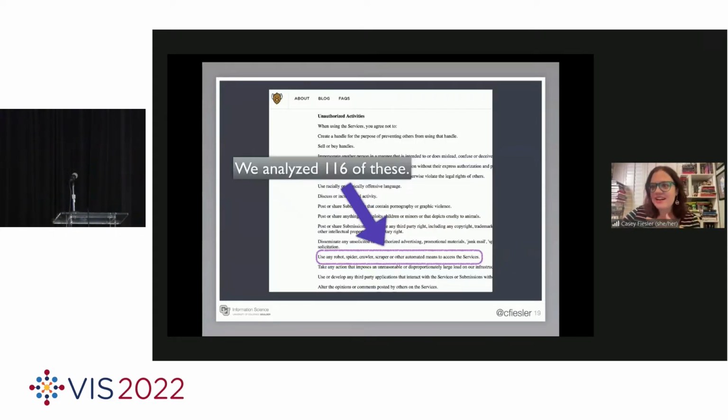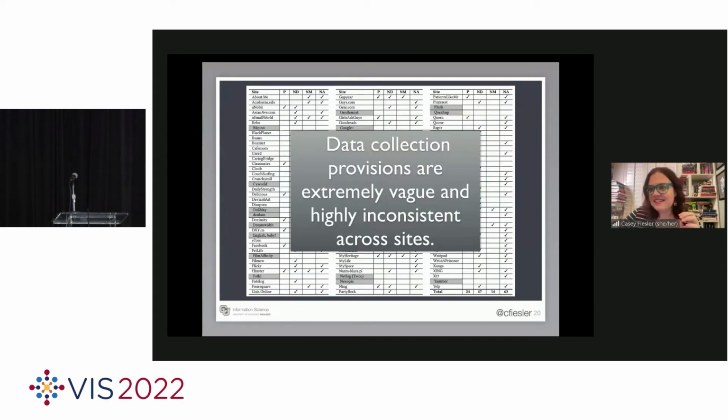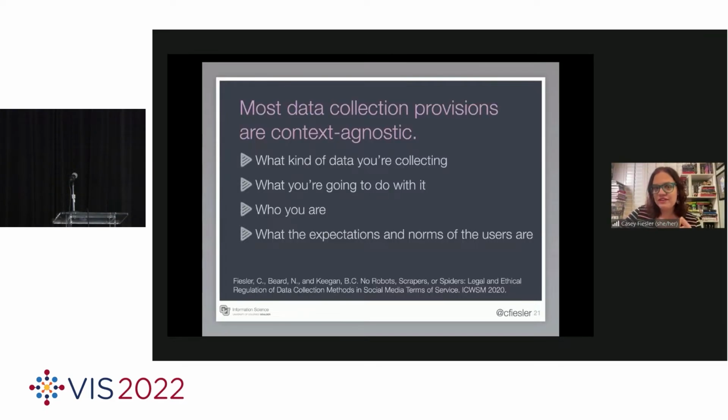So we analyzed the data scraping provision on a very large number of social media platforms. All you need to know for the purposes of this talk is that they're super vague, highly inconsistent, and basically do not cover the kinds of things that you would think would be relevant for an ethical decision. So for example, these data collection provisions tend to be completely context agnostic.